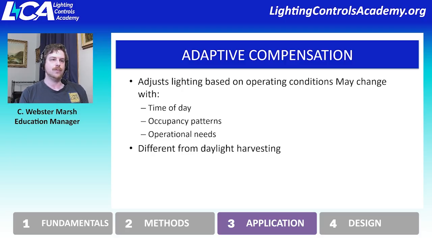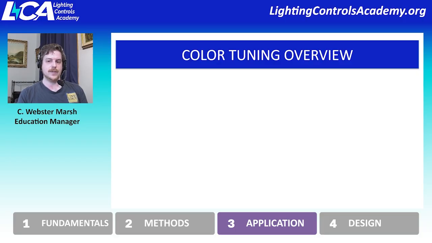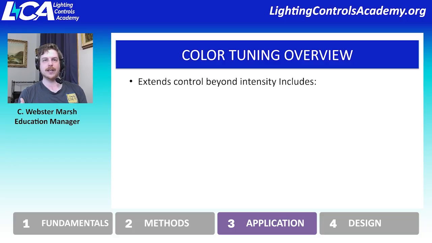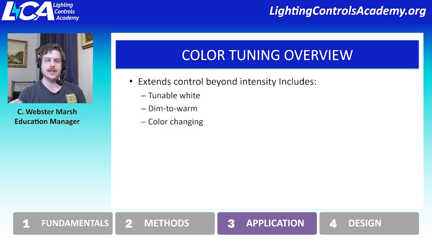But the thing here is that it's not daylight harvesting. It's not where we're doing the daylight responsive dimming. We're now doing something that is more specific to some other behavior outside of how much illumination is coming into the space. So color tuning. This is when we start getting into not just the intensity of a static white fixture, but we're actually going to either tunable white, dim to warm, or color changing, where we're impacting that hue of the light coming out of the fixture, not just the intensity.